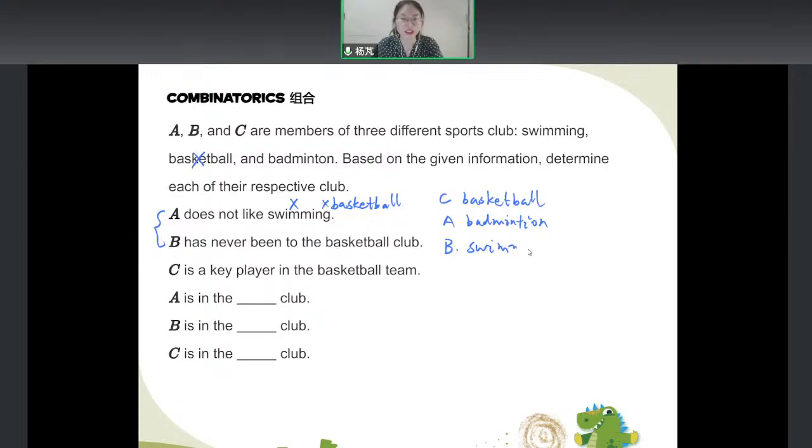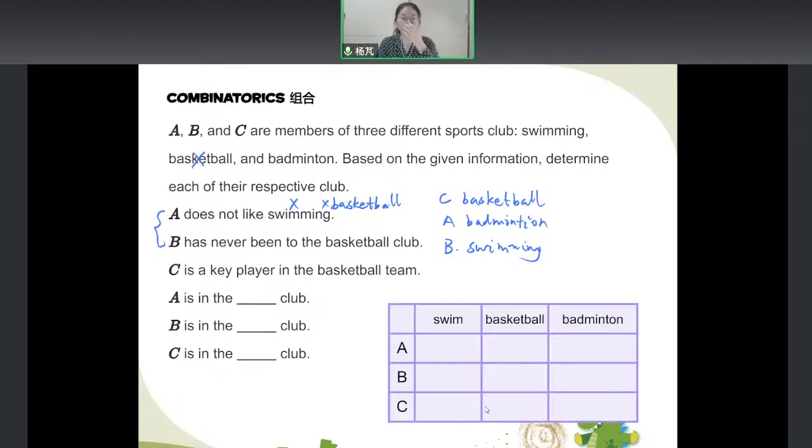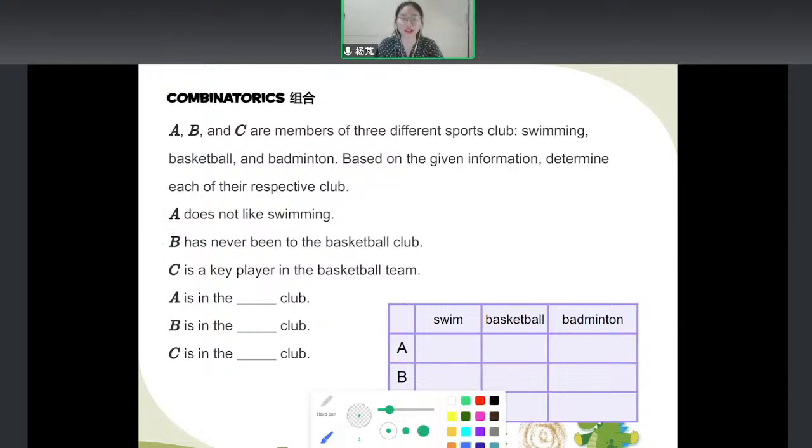So actually, this question is not hard. We can just work it out from the information. But if there is more information, or the information is a little bit complicated, we can use a method, the table method. Here it says C. The first thing we can make sure of is that C is in the basketball club, right? So we can draw a table and tick basketball club. And that means C cannot be in the swimming club or the badminton club. So we can use a table to help us. But this question is okay because it's simple.